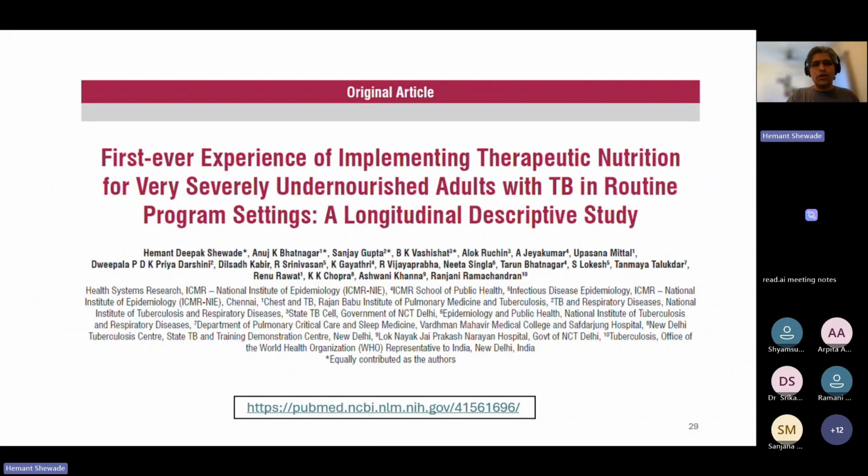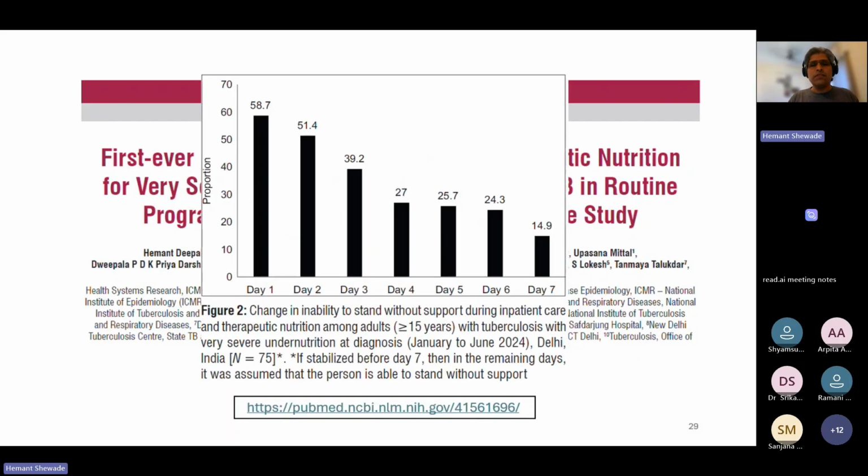Additionally, though this is not an output of TN-KET, this is an output of DTAT, Delhi Triage TB, which was basically TN-KET replicated in Delhi, where we were able to document the patient experience, that is of those adults with severe illness with very severe undernutrition who were admitted and provided therapeutic nutrition. You can see that their performance status improved over a period of time.